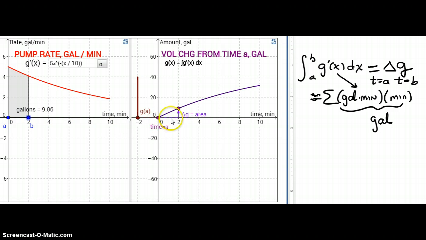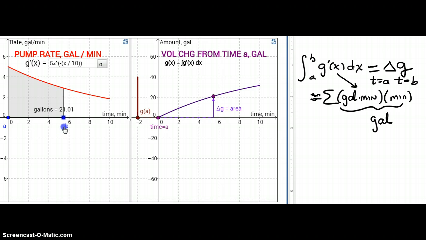Over here, as I move the time B farther along, I trace out the graph of G. And I see that from time 0 up to time 2, the amount of water that's been pumped is delta G, which is this height right here, which is the area, 9.06 gallons. And if I look on this graph here and see where this ends up, that looks pretty reasonable, 9.06 gallons. As I move along and increase B, of course I get more gallons.